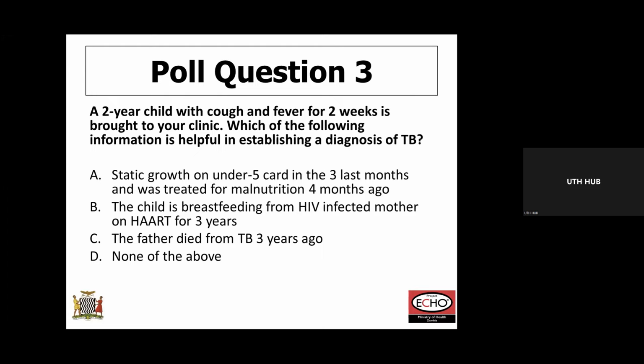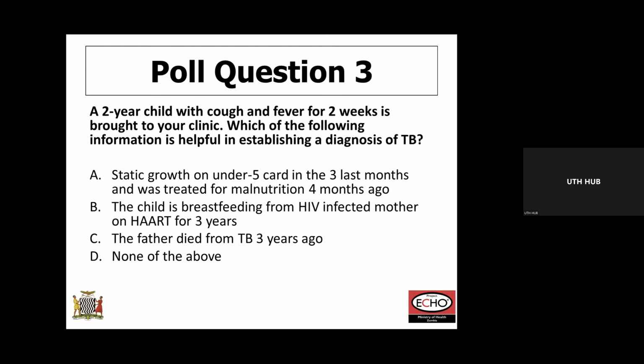and was treated for malnutrition 4 months ago. B, the child is breastfeeding from an HIV infected mother on highly active antiretroviral therapy for 3 years. C, the father died from TB 3 years ago. And D, none of the above. I'll repeat the question. A two-year-old child with cough and fever for 2 weeks is brought to your clinic. Which of the following information is helpful in establishing a diagnosis of TB?